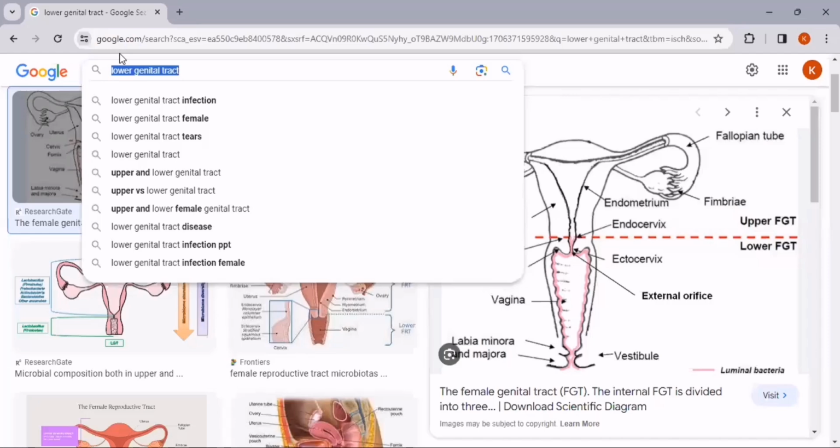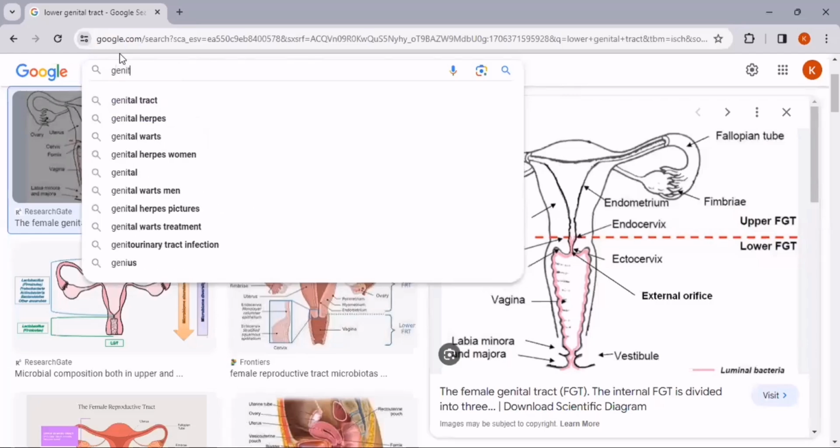Let us go and show, although it is not really that we are doctors, we need to see to be able to appreciate. So let's look at genital warts.